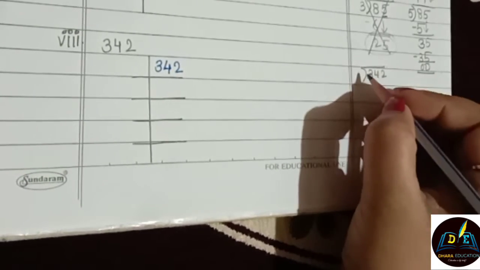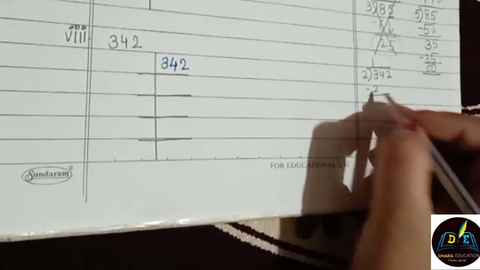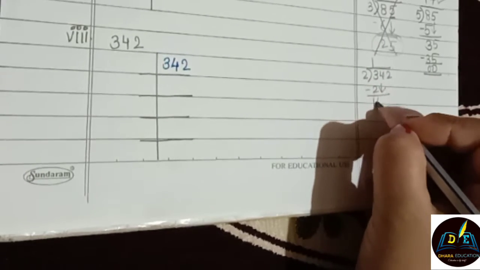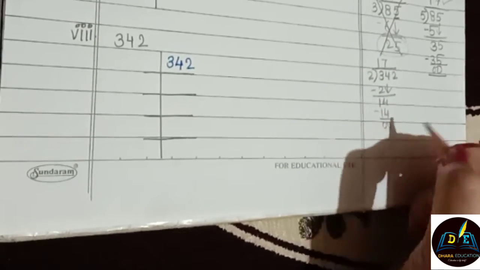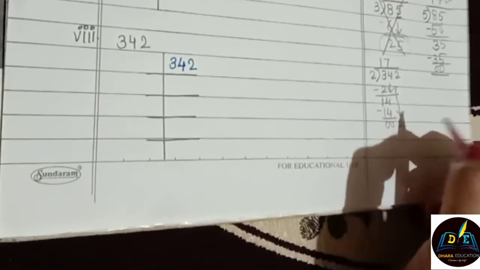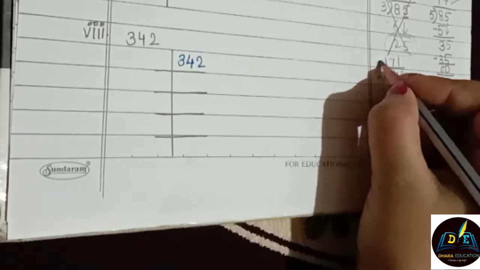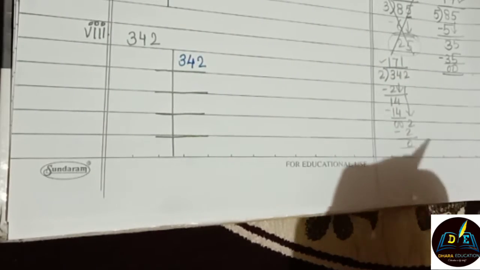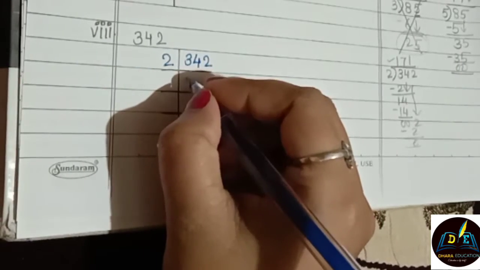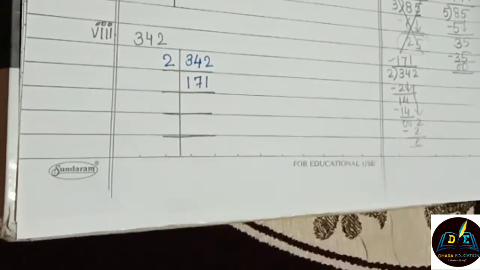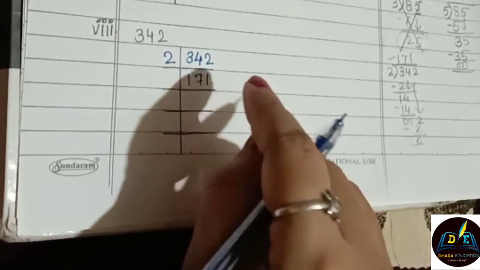342 divided by 2. 2 1s are 2. 3 minus 2 gives you 1. 4 will come down. 2 7s are 14. And this 2 will come down. 2 1s are 2. So the answer is 171. So here we are going to write 2, 171. Okay. Now this 171 we have to divide by 2 again.